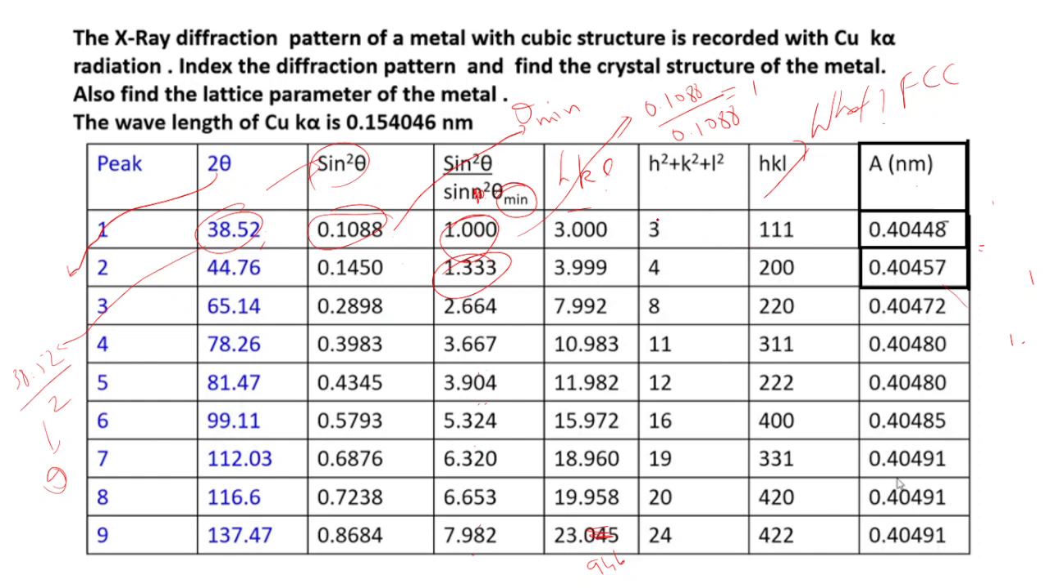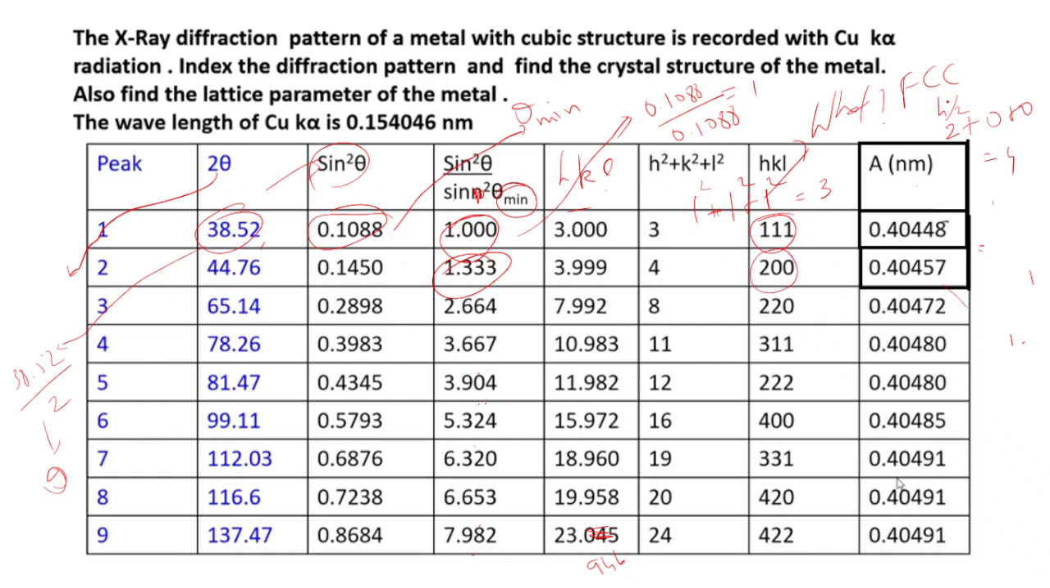So all these numbers should be rounded up, and from this we will find the HKL value. To get a value of 3, 1 square plus 1 square plus 1 square is equal to 3, right? So the HKL value we can take as 111. In case we want 4, 2 square plus 0 plus 0 will give us 4, right? So we'll put the HKL value as 200.